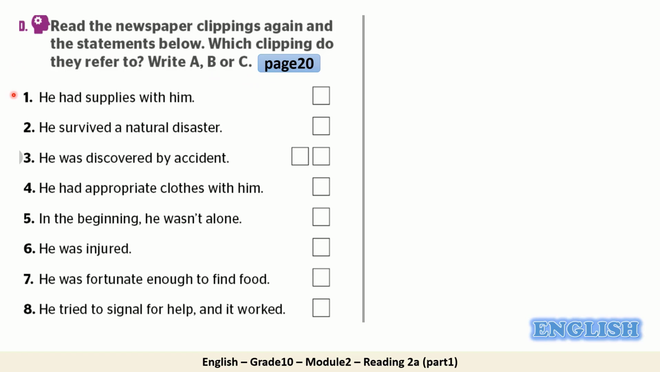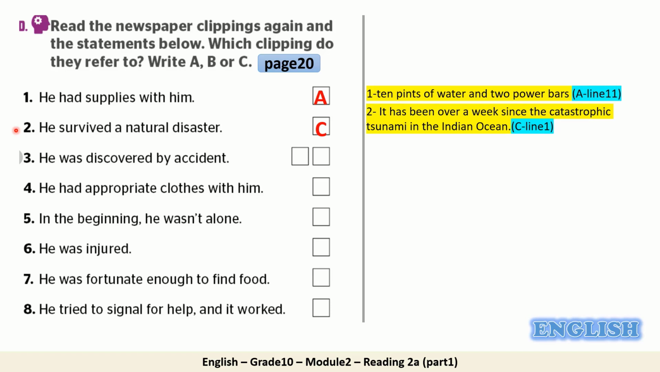Let's share answers. Number 1. He had supplies with him. In text A, excellent, and the evidence is in line 11, 10 pints of water and 2 power bars. Number 2. He survived a natural disaster. Text C, and the evidence is in line 1. It has been over a week since the catastrophic tsunami in the Indian Ocean.